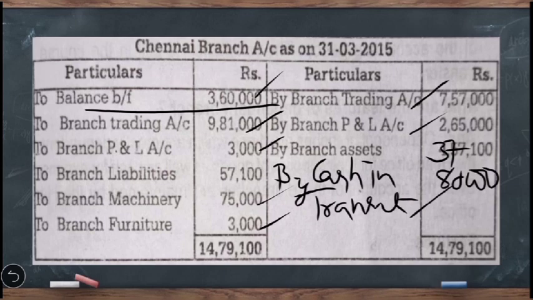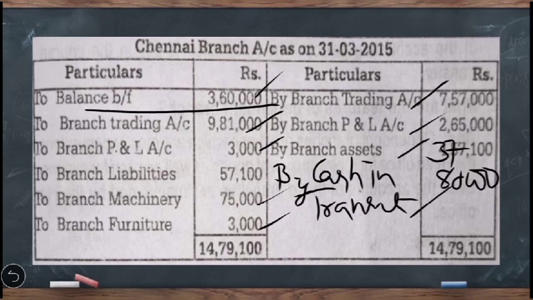After that, we have to pass the incorporation entry for assets and liabilities. The entry is branch assets, various branch assets account debit to Chennai branch account. So you can add all those items and write here, or you can show the assets separately. Branch assets account debit to Chennai branch account.